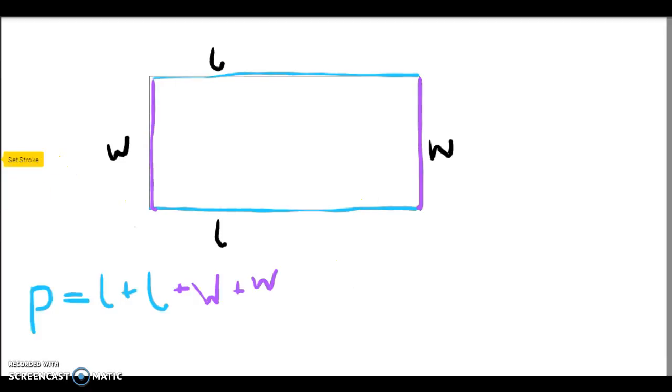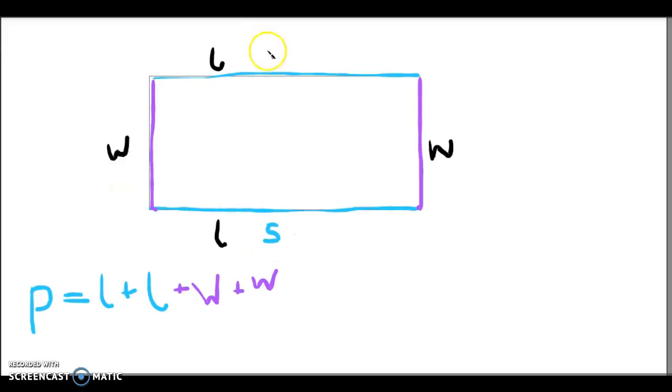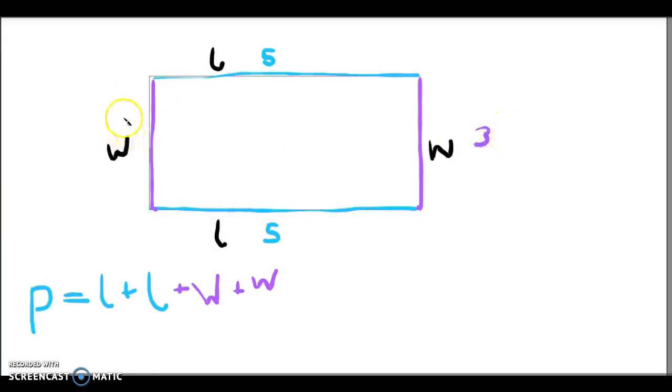For example, they are 5. I'm just making this up. And the widths in a rectangle also have to be the same number in order for it to be a rectangle. So I'll just make it up and say that they're 3. We know that multiplication is another way to do addition. Multiplication is just repeated addition. So I can write this formula in a way that uses multiplication, and it will save me time both in writing it and in solving it.